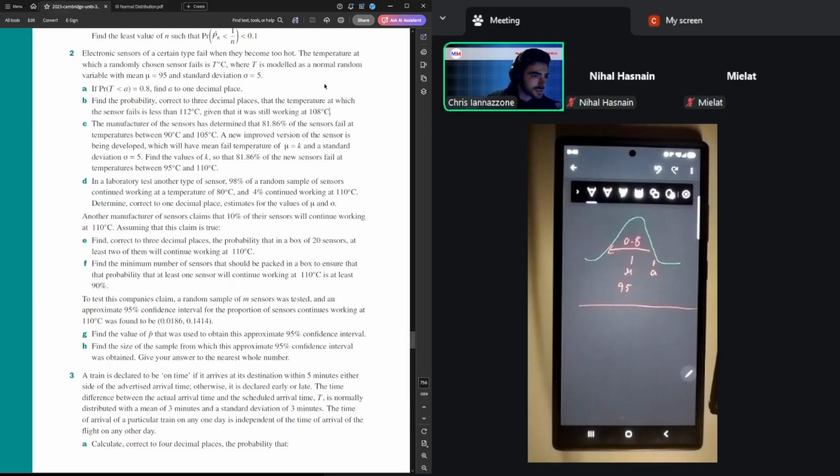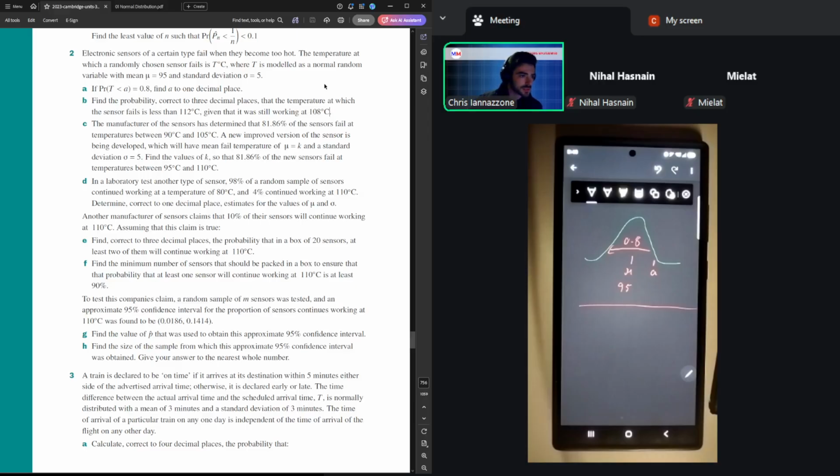So if we're saying that it's still working at 108 degrees Celsius, it means that everything right of that, because the t value, or the value along the x-axis, is when it fails. So if it's still working at 108, then it means that it's got to go further right on the distribution, because it's saying it fails when it becomes too hot, right? Not when it becomes too cold, for instance.